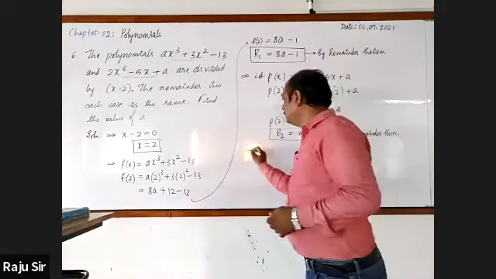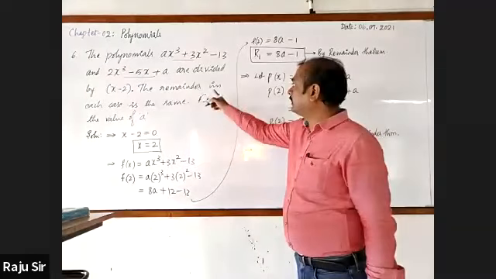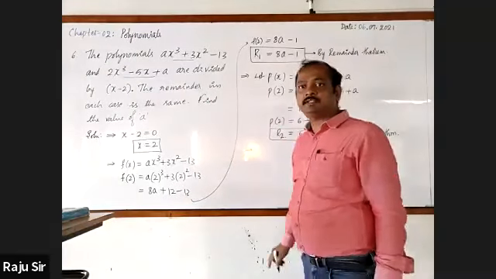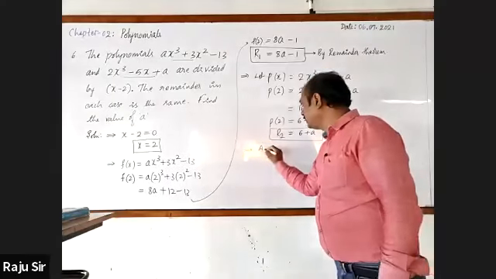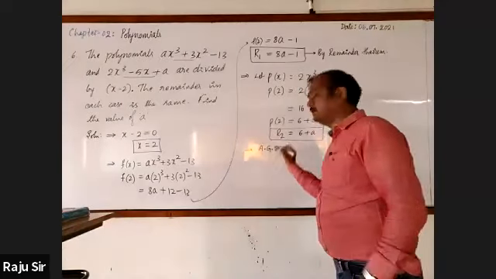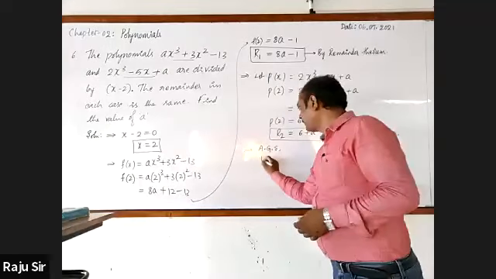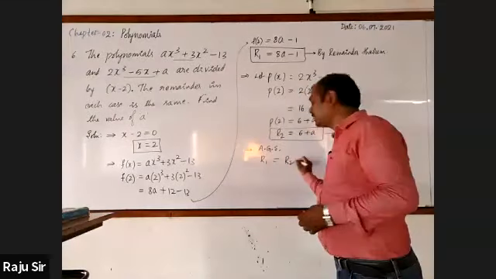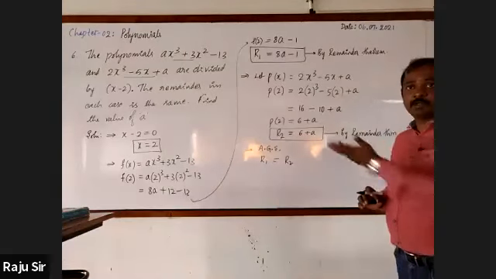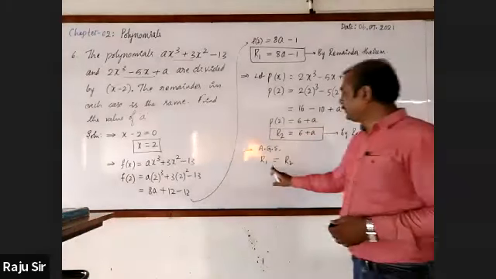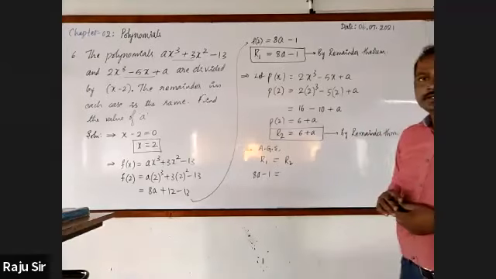Next, they have given the statement that the remainder in each case is the same, according to the given condition. First remainder is equal to second remainder because the remainders are equal. Now let me substitute where R1 is 8a minus 1 and R2 is 6 plus a, so 8a minus 1 is equal to 6 plus a.